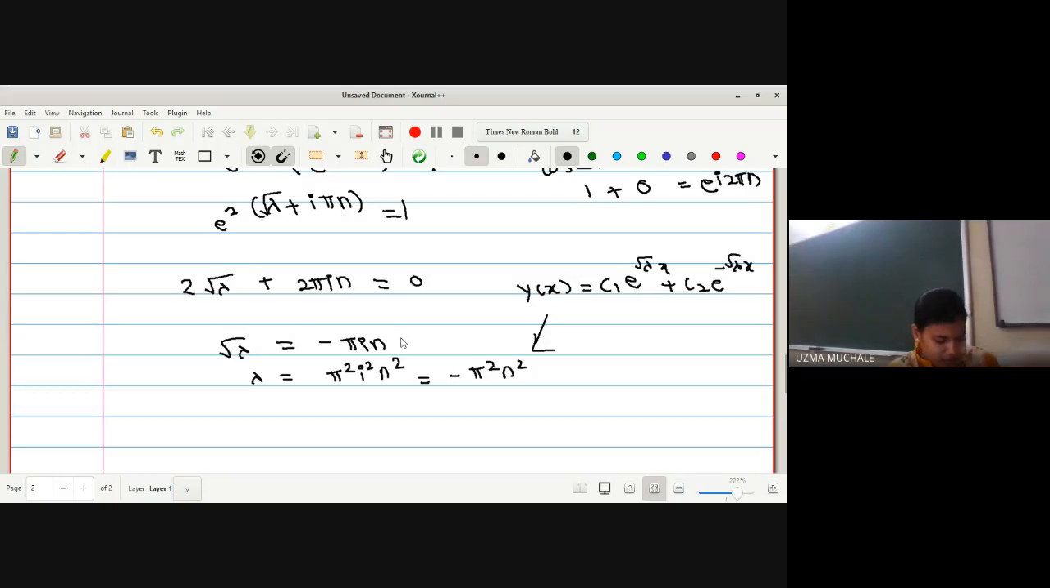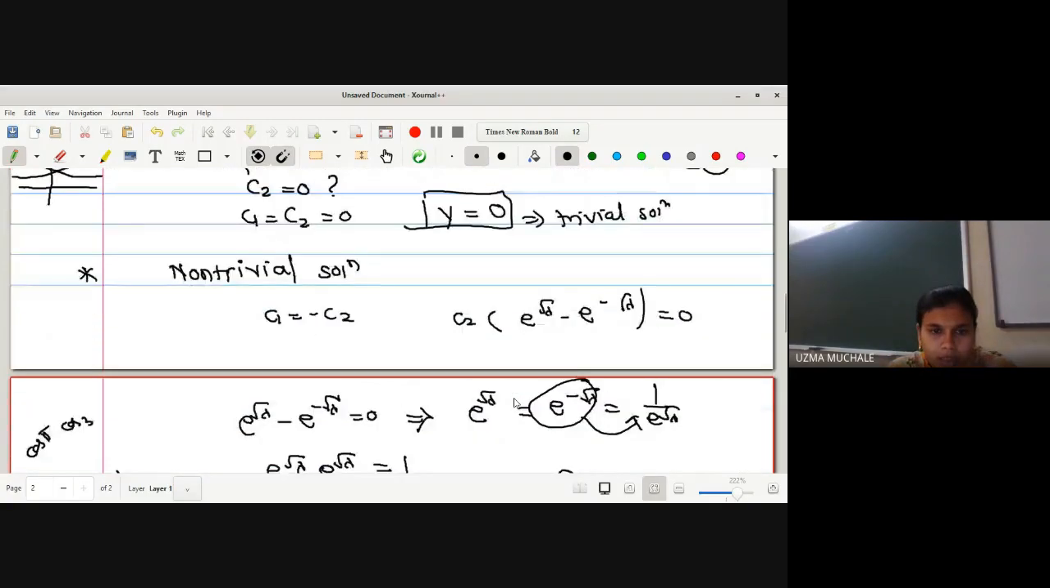Okay. Putting the value of root lambda in our equation 1 or in the solution, we get the result. What is the result? If I put root lambda equal to minus pi i n, the solution y of x will be equal to c1 e raised to minus pi i n into x plus c2 e raised to plus pi i n into x. For which thing are we doing all this calculation? For non-trivial solution. Okay.